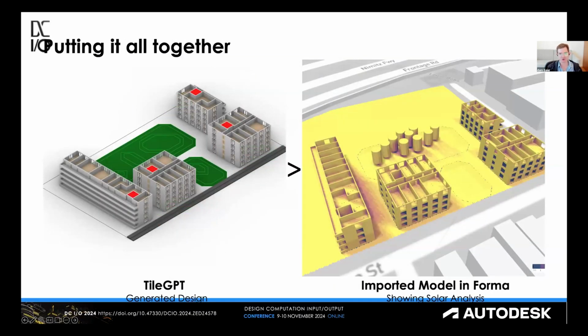So these layouts are then exportable for subsequent evaluation in advanced design software like Revit or Forma. So here's a site layout we just made and put into Forma with an accompanying daylight analysis. And these examples are mostly centered around landscaping and carbon, but the same technique can be used for other attributes like privacy, sunlight, or unit mix.